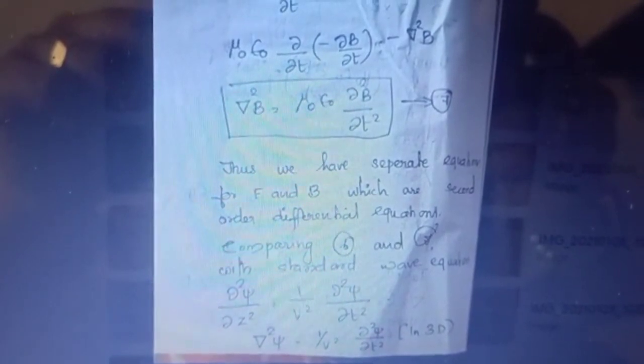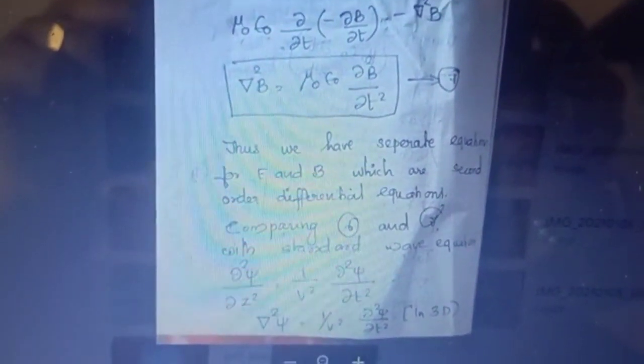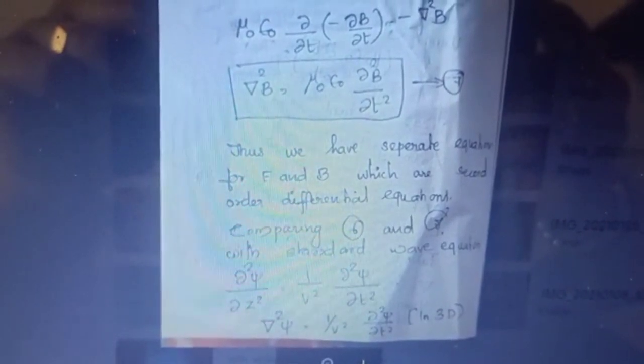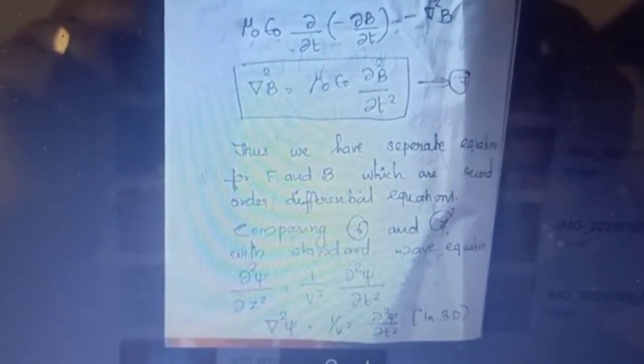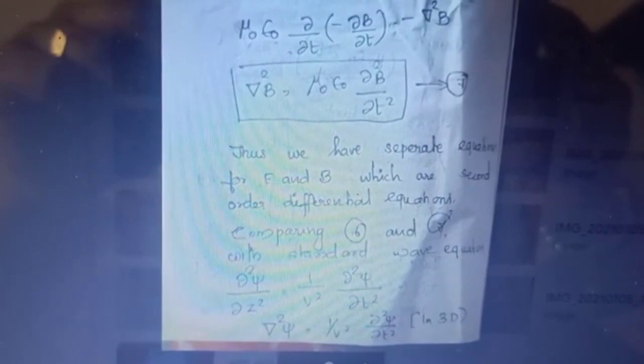By a similar procedure, we will get the equation for B as del square B is equal to mu 0 epsilon 0 dou square B by dou t square. Thus, we have separate equations for E and B, which are second order differential equations. Comparing this with the classical wave equation, dou square psi by dou z square is equal to 1 by v square into dou square psi by dou t square, we can write it as del square psi is equal to 1 by v square dou square psi by dou t square.